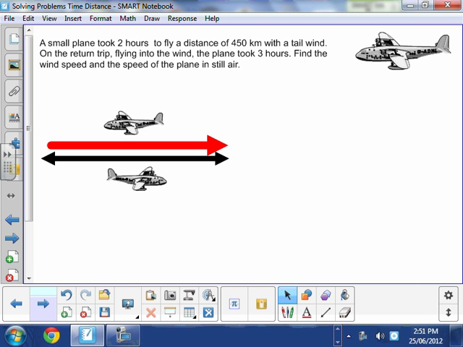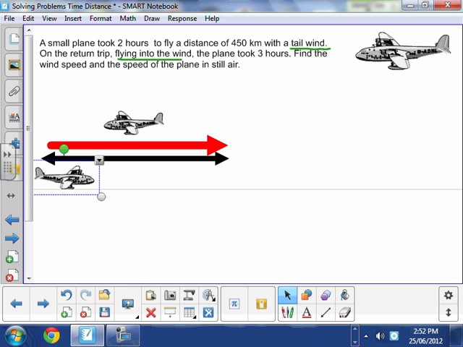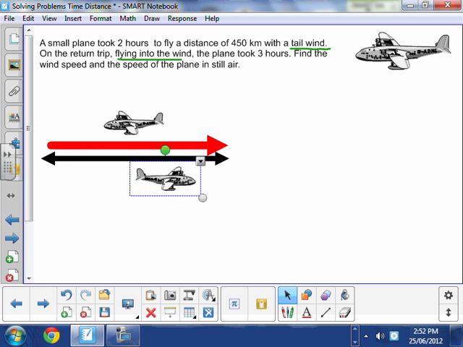Good. So, Miss Lavnika, can you please explain to me what is tailwind and flying into the wind? Well, the tailwind means that the plane is being pushed by the wind and flying in the same direction as the wind. Oh, so you mean it has to be this situation over here. If this arrow represents my wind, it has to be this situation over here where the plane goes with the wind. Am I correct? That's right.